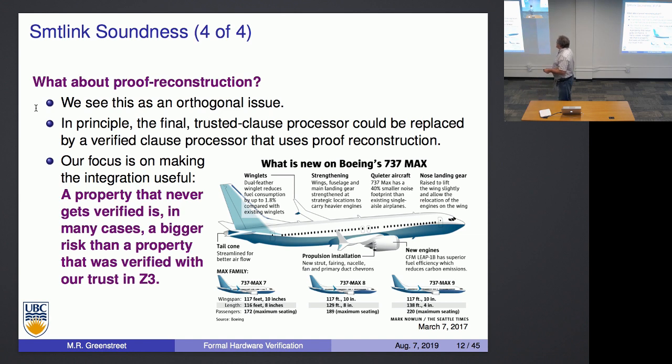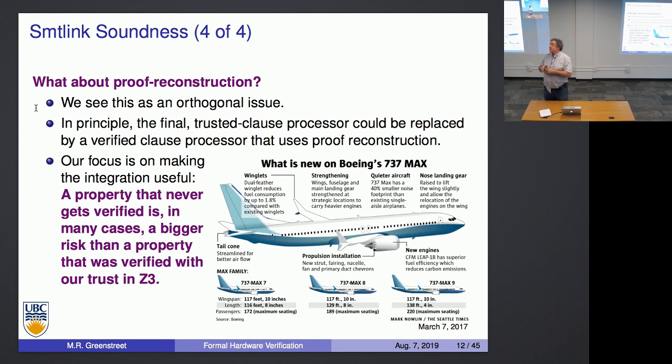Now, a property that never gets verified, like what happens if this pitot tube fails, is in many cases a much bigger risk than a property that was verified even though we trusted this big pile of code like the SMT solver. Right? Now, I fully accept that there are places where the reliability requirements are so high that you'll say, no, I have to boil this all down to a very small set of axioms or I'm not going to trust it.